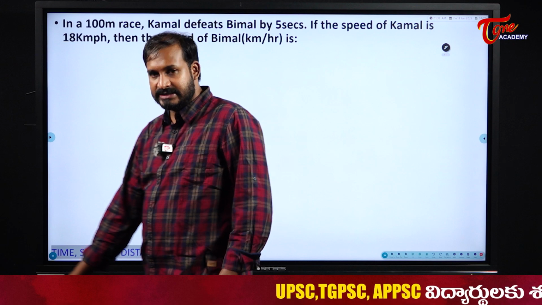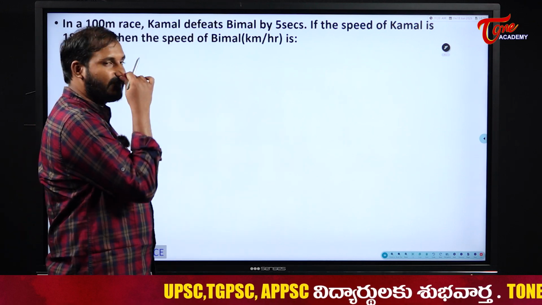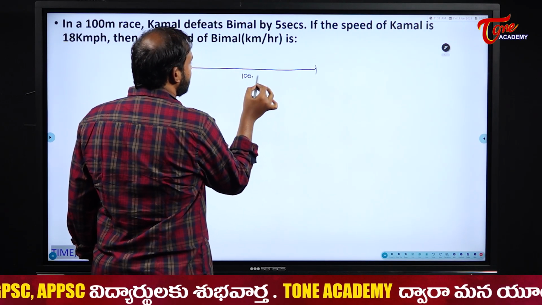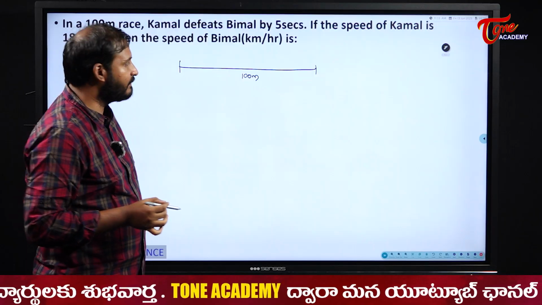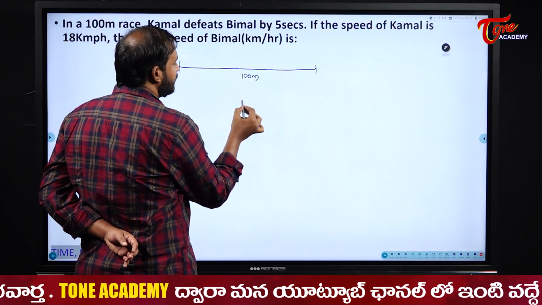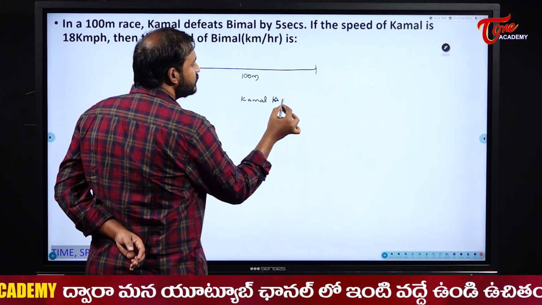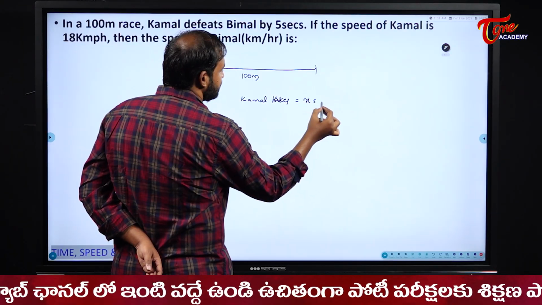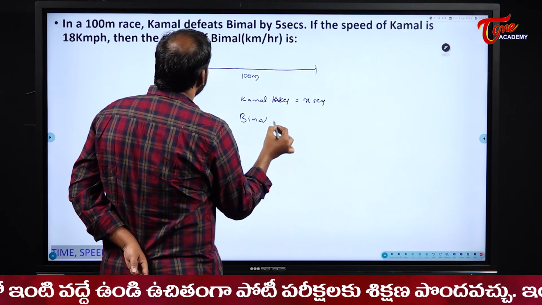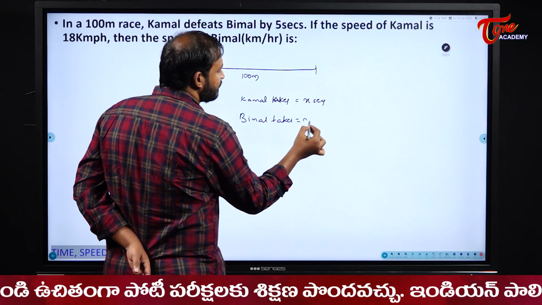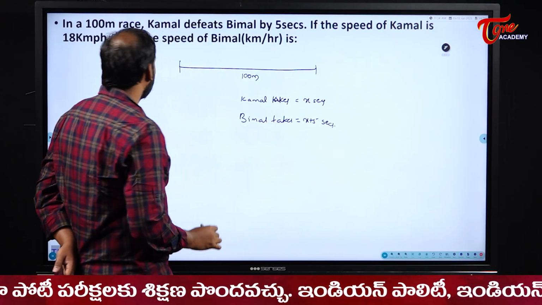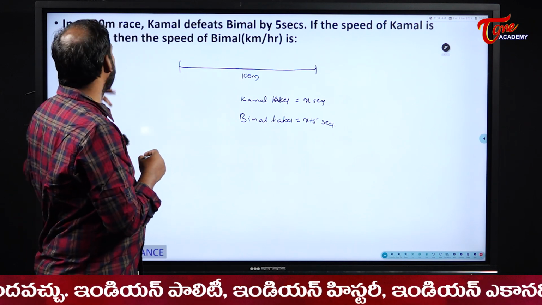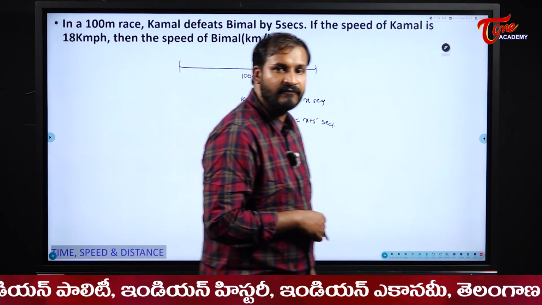In a 100 meter race, Kamal beats Bimal by 5 seconds. That means if Kamal takes, who is the winner? First of all, tell me. Kamal is the winner. If Kamal takes X seconds, then what about Bimal? Bimal takes X plus 5 seconds, right? And here, what did they give us? The speed of Kamal is 18 km/h.